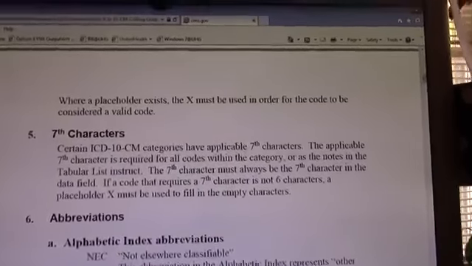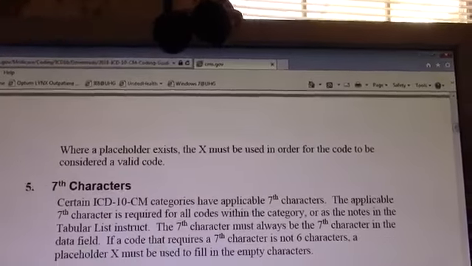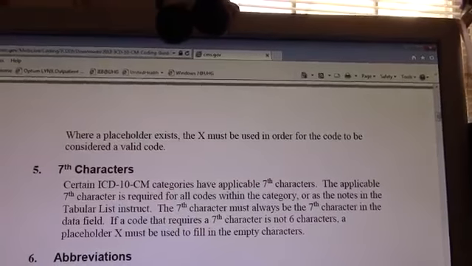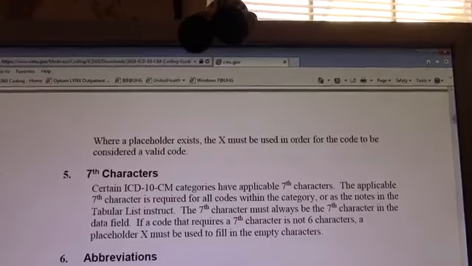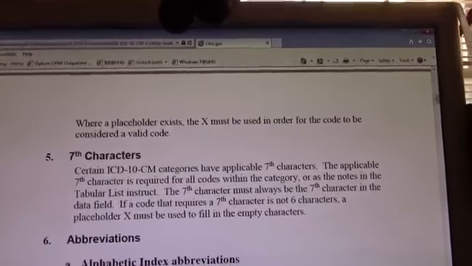And it says here, where a placeholder exists, the X must be used in order for the code to be considered a valid code. Okay? It talks about that 7th character.